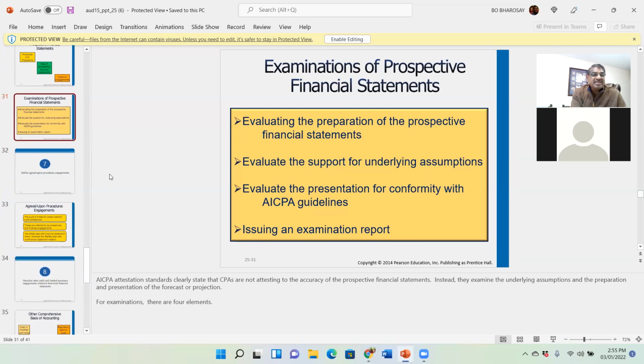Now I'm going through these quickly. I just want you to know that these levels of services are available. You don't need to know them for the purpose of this class or the exam.